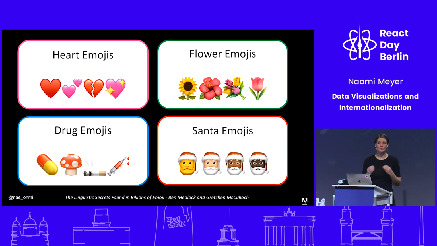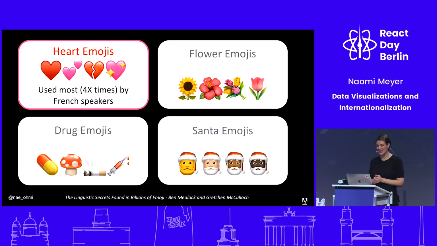I think emojis are really fascinating because they are used by billions of people online every day across languages, across the world. So we have a lot of really interesting data about how emoji usage varies across regions. Ben Medlock from SwiftKey Keyboard and Gretchen McCulloch, the author of the book Because Internet, which I highly recommend, have this research on the linguistic secrets in emojis. Their research indicates that these 4 emoji categories are used more heavily in certain regions and languages. Can you guess which ones?